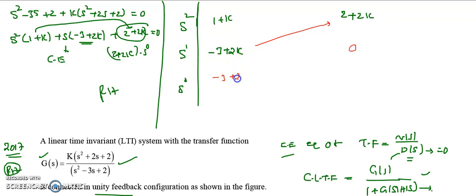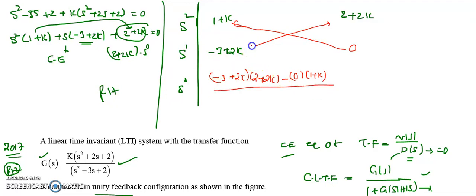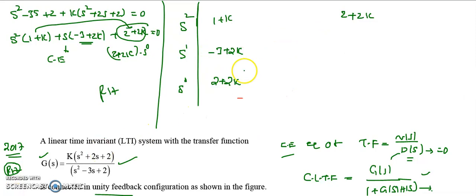So minus 3 plus 2k into 2 plus 2k minus this one into this one, that is 0 into 1 plus k, 0 into 1 plus k whole divided by this term minus 3 plus 2k. Okay, so if I am simplifying this, what I am going to get is that this center term becomes 0, and both of these can cancel. So now in the place of s power 0, only this thing is going to remain. So that means this RH looks like 2 plus 2k. Okay, so it is the final RH.